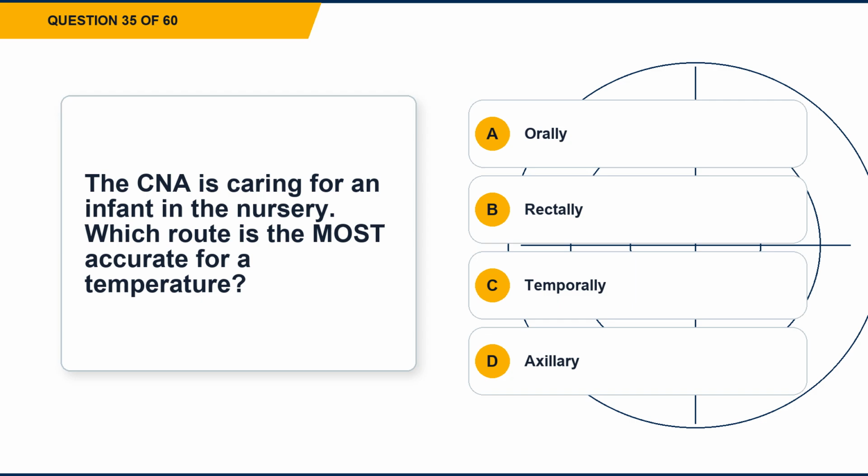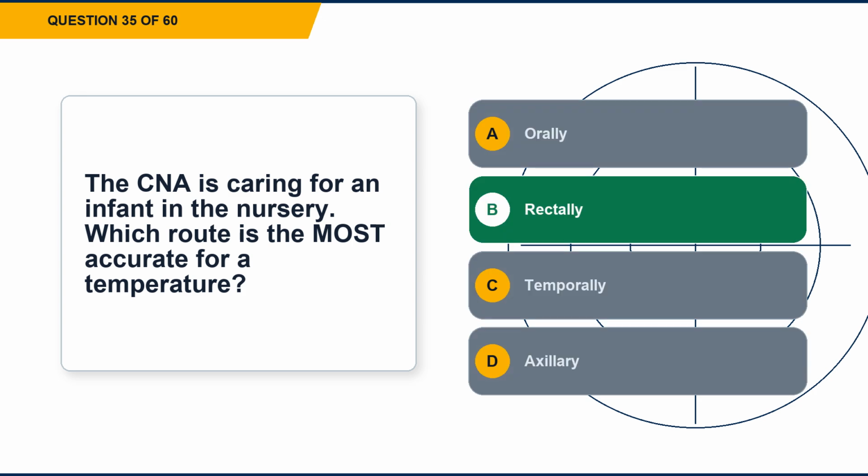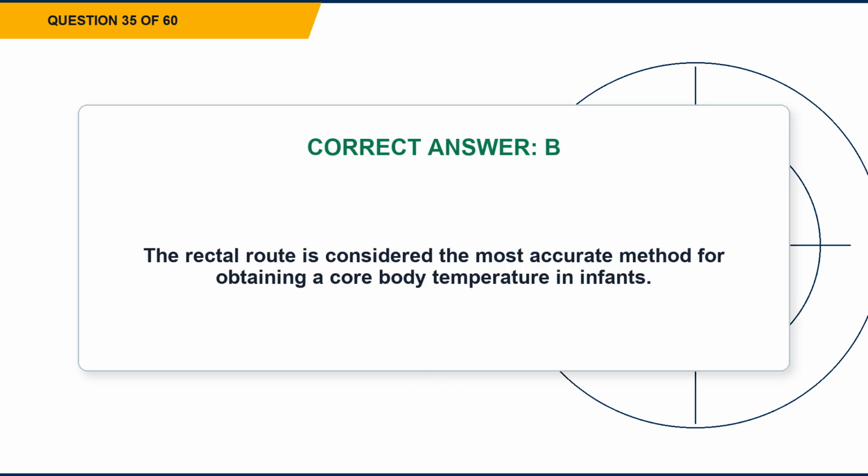Question 35. The CNA is caring for an infant in the nursery. Which route is the most accurate for a temperature? Option A, orally. Option B, rectally. Option C, temporally. Option D, axillary. The correct answer is option B, rectally. Explanation. The rectal route is considered the most accurate method for obtaining a core body temperature in infants.